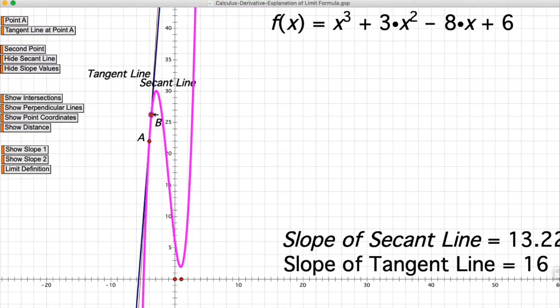vertex. And now, as we move closer to A, as B moves closer to A, we see that the slope of our secant line is starting to approximate the slope of the tangent line, which means if we look at our 2 graphs, we see the secant line is close to overlapping the tangent line. So that as the distance between A and B decreases, our secant line begins to approximate the tangent line until B becomes A and our slopes become equal.